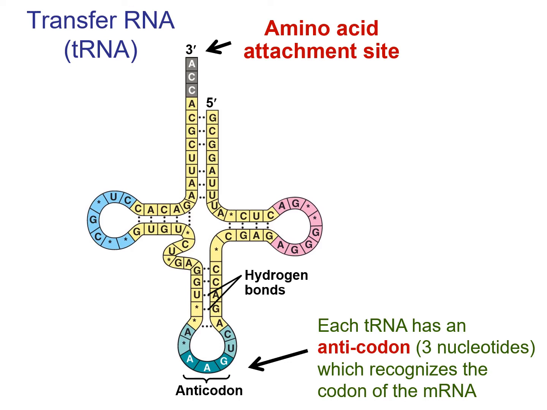Now, just like ribosomal RNA, it doesn't actually code for protein. There are a few other types of RNA that don't code for proteins. We won't be covering those. Just keep in mind that ribosomal RNA and transfer RNA don't code for proteins. Messenger RNA codes for protein.